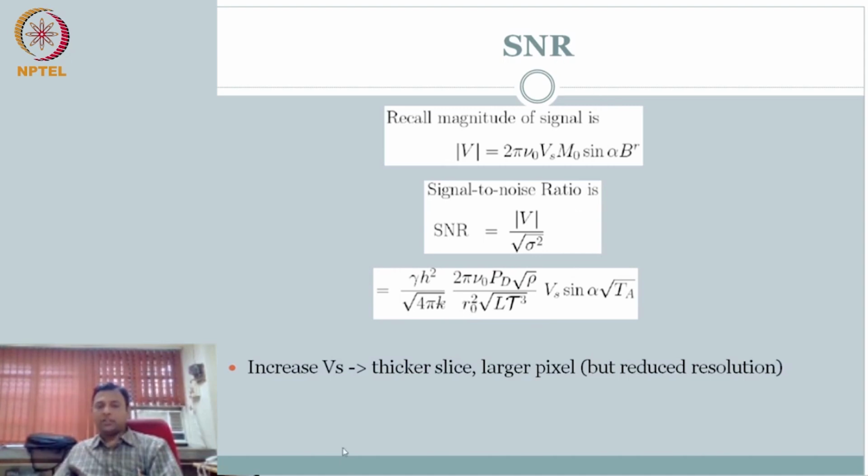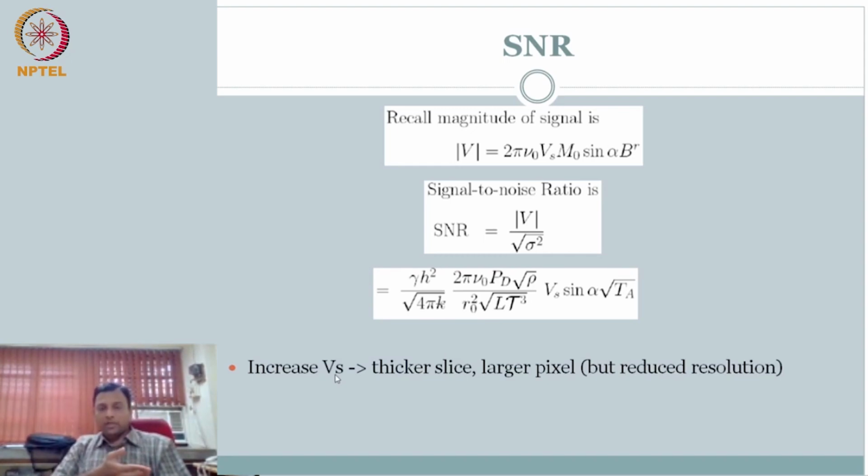To increase your signal to noise ratio, increase Vs. What does that mean? I have to have a thicker slice. If I have a thicker slice, what will happen? Your resolution in the Z direction will suffer; the pixel in delta Z will become big. If I am doing axial slices of my heart, I want to have slices as thin as possible, so I'll have very many of them.